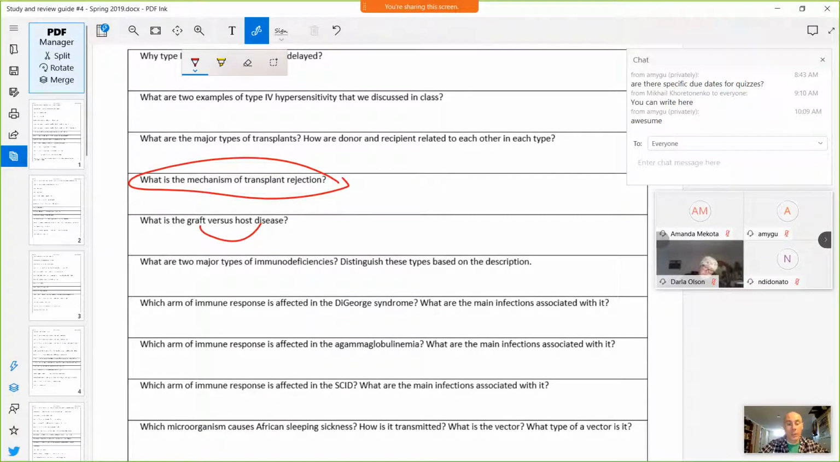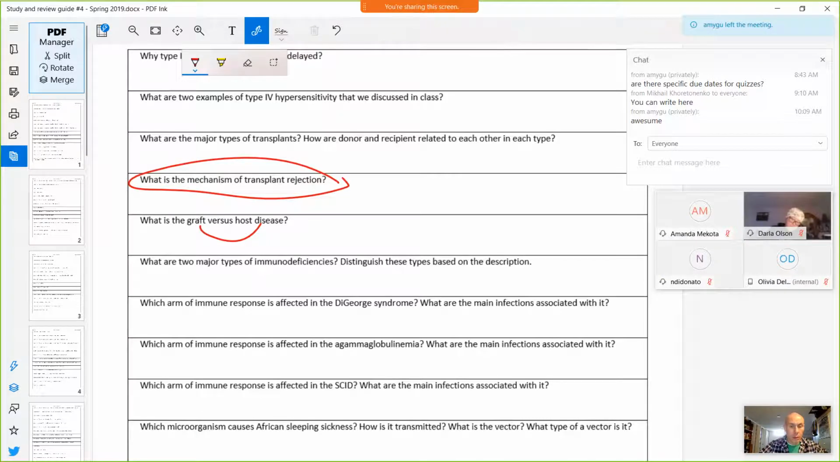Immunodeficiencies, be able to distinguish congenital versus acquired. DiGeorge, no functional T cells. Agammaglobulinemia, no functional B cells. SCID, no T, no B cells. Basically, you're screwed.